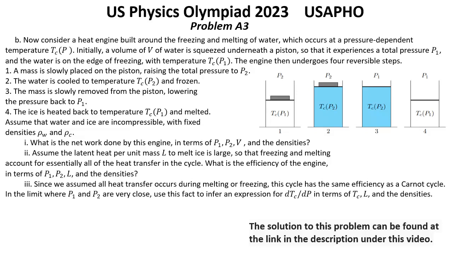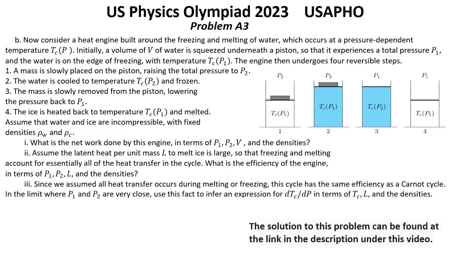Part B. Now consider a heat engine built around the freezing and melting of water, which occurs at a pressure-dependent temperature Tc(P). Initially, a volume V of water is squeezed underneath a piston so that it experiences the total pressure P1, and the water is on the edge of freezing with the temperature Tc(P1). The engine then undergoes 4 reversible steps.